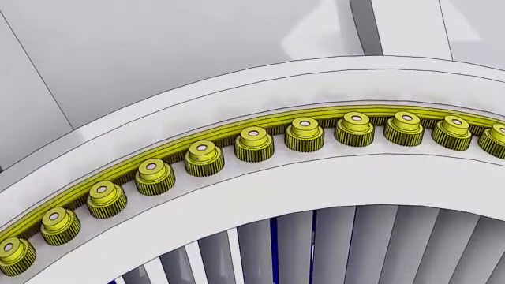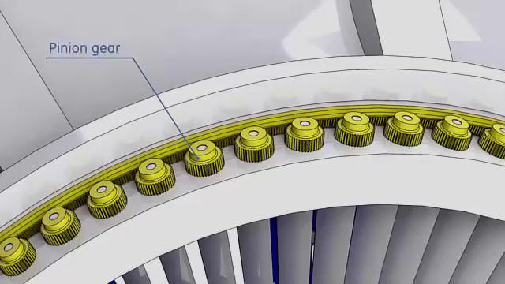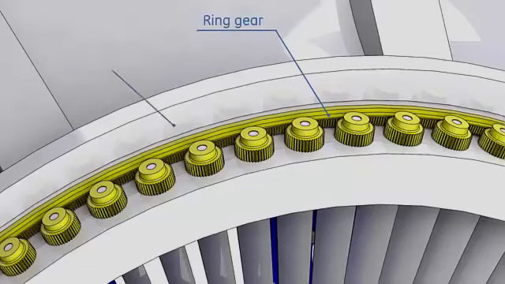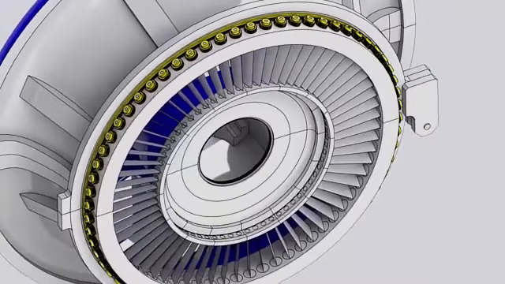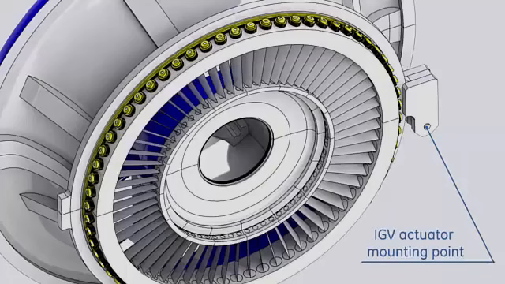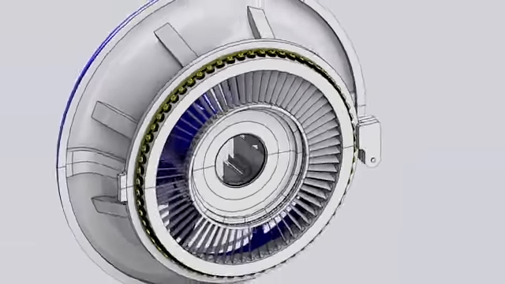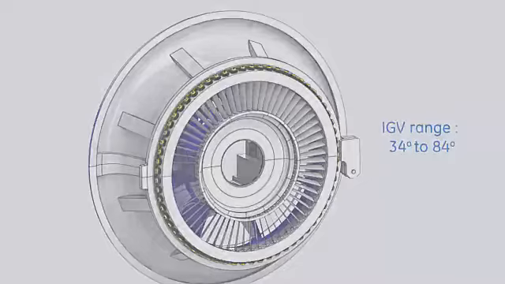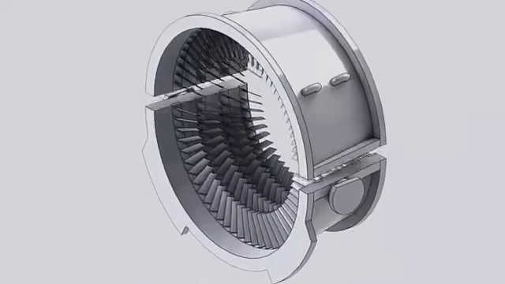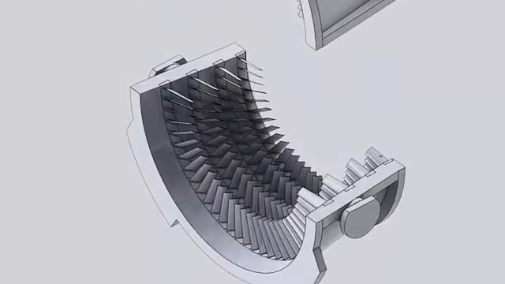A pinion gear is installed to each blade stem and is keyed into position. These pinions are rotated by a ring gear, which is assembled to the control ring. The control ring is positioned by a hydraulic actuator to obtain the desired inlet guide vanes opening angle. The opening angle for this gas turbine ranges from 34 to 84 degrees. The forward casing contains the first 4 compressor stator vanes.